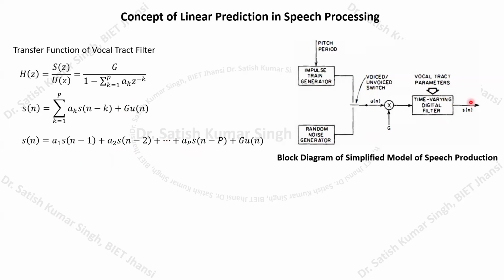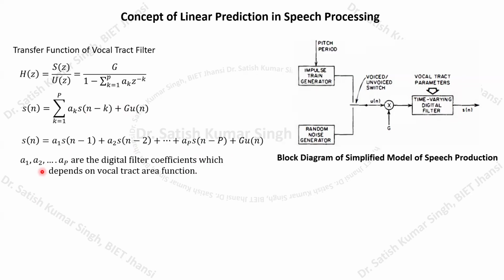Okay, here we have this time varying digital filter. Here this AK represents the coefficients of the digital filter, right? So A1, A2 up to AP are the digital filter coefficients, and ultimately these digital filter coefficients are related to the vocal tract area functions. Here P denotes the number of uniform tube sections which is used in the lossless tube model.